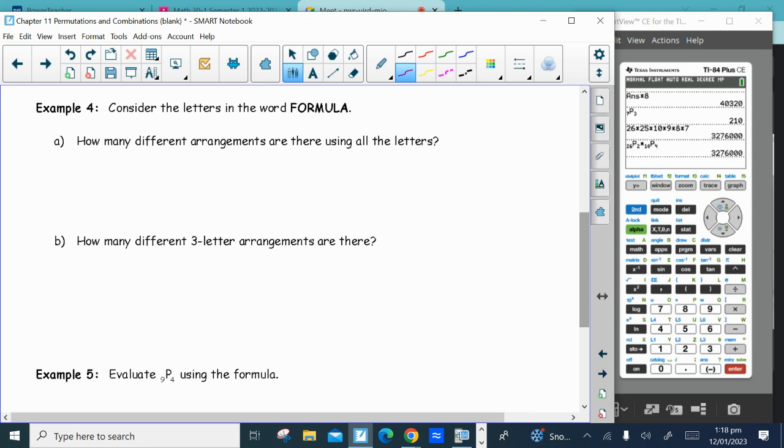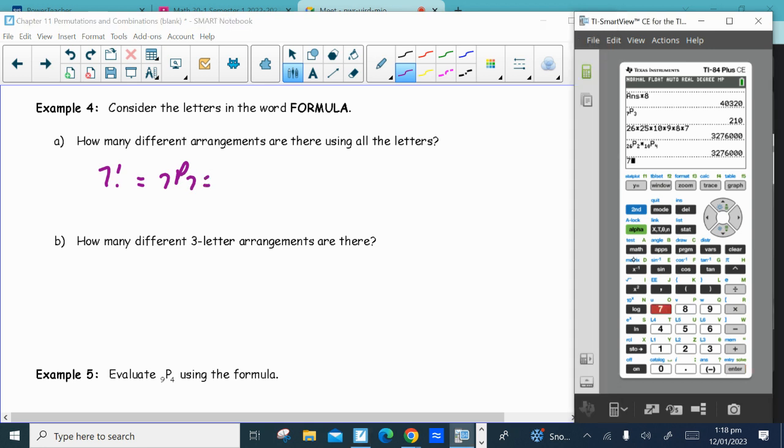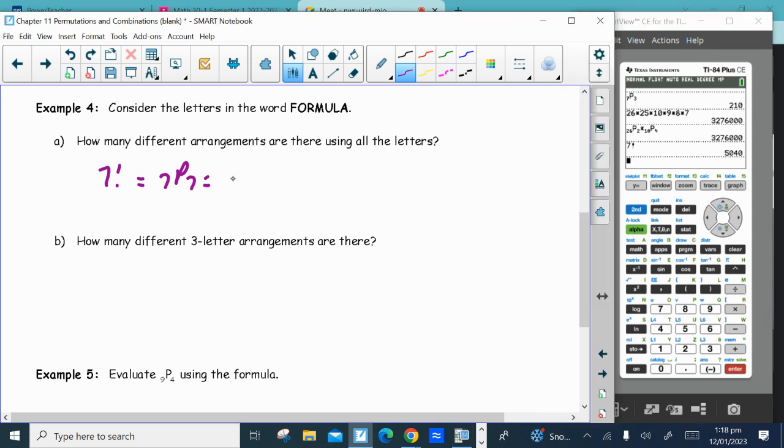So example 4, consider the word formula that has 7 letters. How many different arrangements are there using all the letters? Well, that'll just be 7 factorial. Or you can go 7p7. They're the same thing. Doesn't matter. I'll just use factorial, and we get 5040.